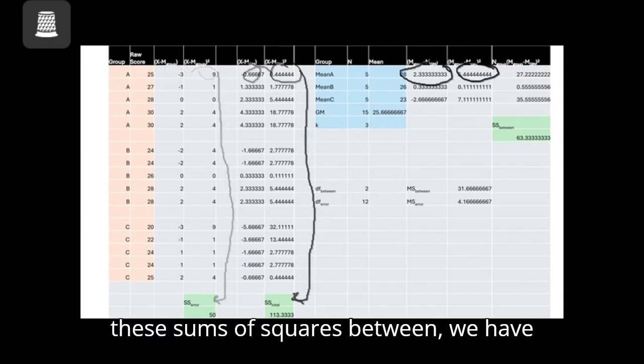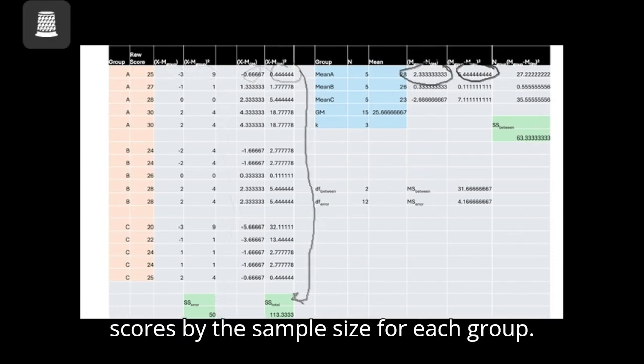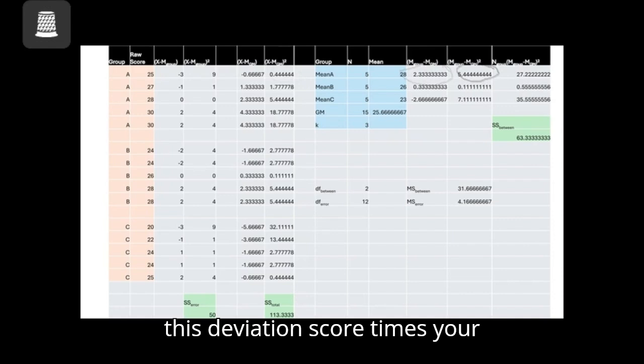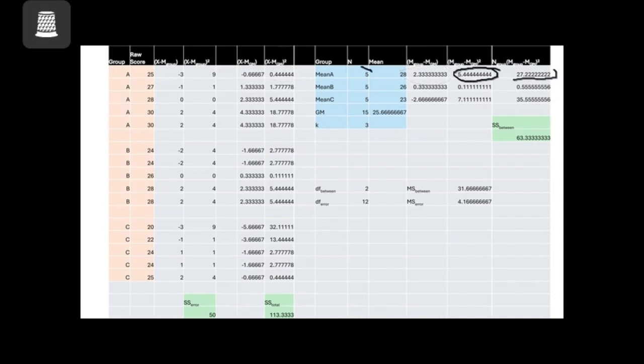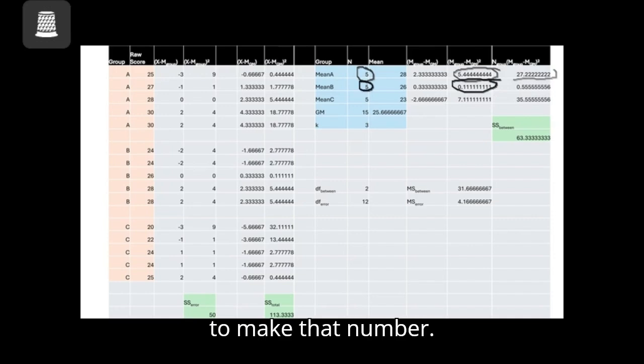For these sums of squares between, we have to multiply those squared deviation scores by the sample size for each group. So we are going to multiply this deviation score times your N for that group. Same thing: deviation score here times the N, deviation score times the N to make that number.